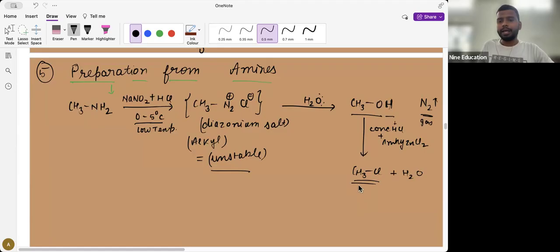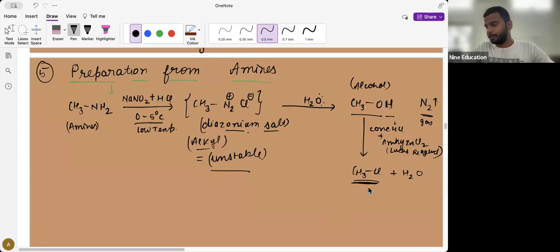If I want to make alkyl halides from amines, we need to make the diazonium salt, the alkyl diazonium, then put water into it to make the alcohol, and from the alcohol I can use Lucas reagent or other reagents to convert to alkyl halide. Write this in your copies. I'm giving you 2 minutes to write.